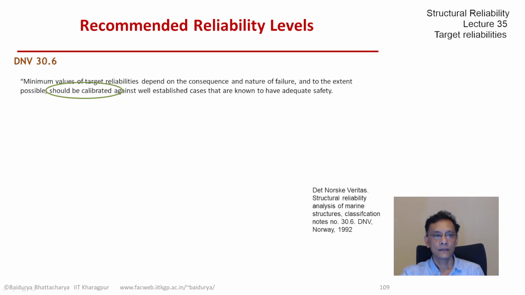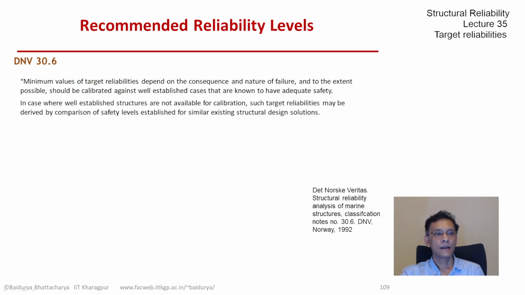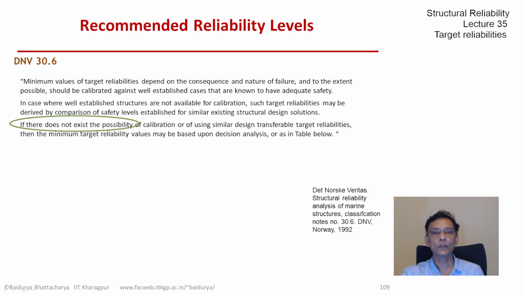So the next statement is going to make it clearer that when calibration is not possible, then one could look at similar structures and compare the safety levels of those structures. And even if that is not possible, so it is just not possible to do either a comparison or calibration, then only the minimum target reliabilities in this code may be adopted. So now let us see how DNV handled not only the consequence but the nature of failure.